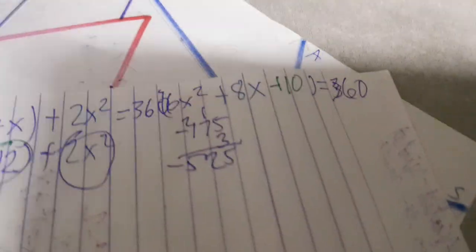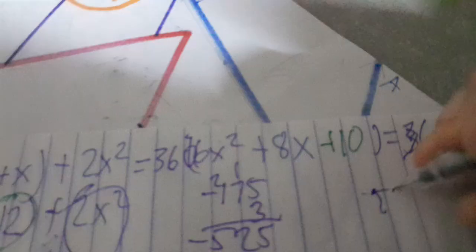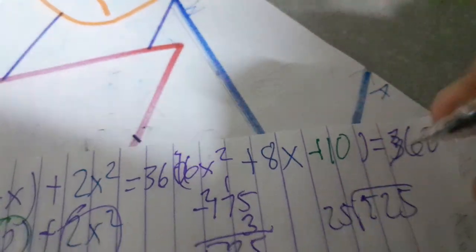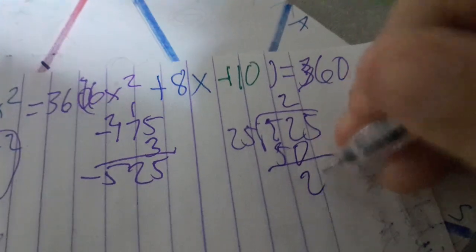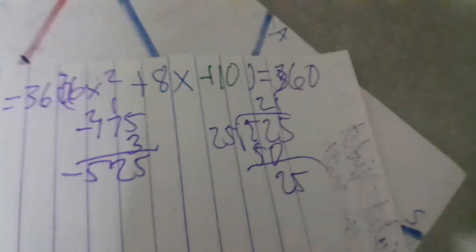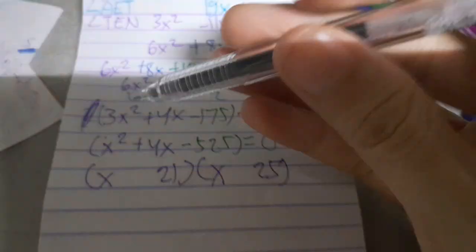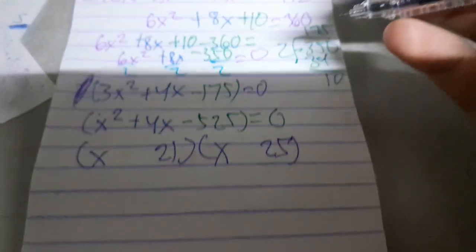Look, the numbers end with a 25. So therefore, let's divide them by 25. So negative 525 divided by 25. 52 divided by 25 is 2. 50, 50, 25. 1. So 21 and 25. Wait, is that correct? 21 times 25 equals 525. Let's double check.